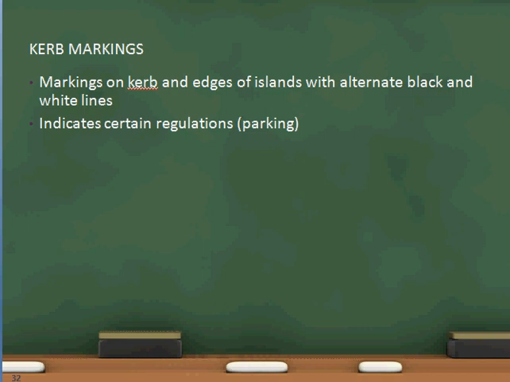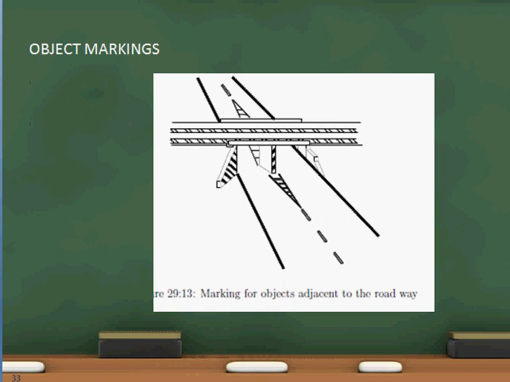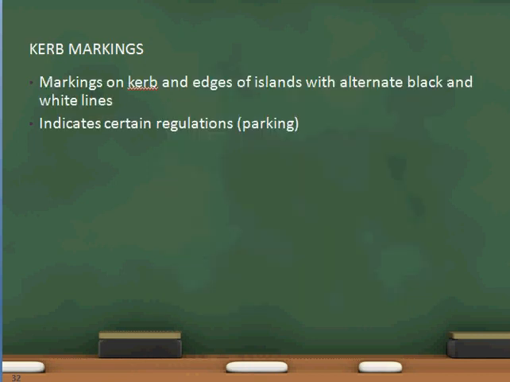Curb markings are marked on the curb. We already know what a curb is, and these are the markings on the curb and the edge of the island, mainly marked with alternate black and white lines. So it will indicate certain regulations like parking, etc. This should be visible from a long distance.